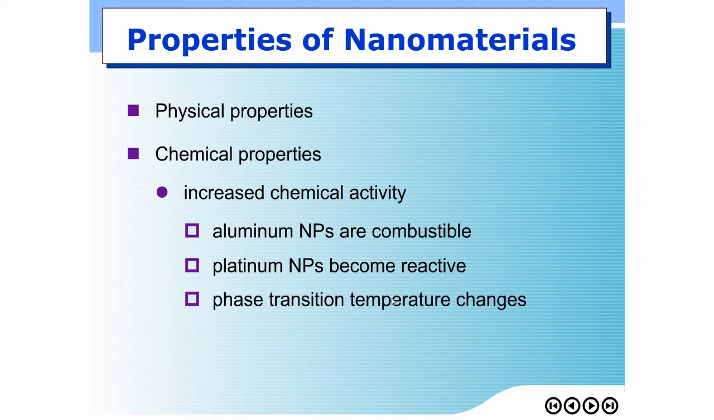And then materials can change their phases at different temperatures. Normally when the size becomes smaller, the phase transition temperature becomes lower and lower. So on one hand, you can have problems dealing with stable materials because they tend to change phase. But on the other hand, you can explore new phases of materials by simply synthesizing them into nano size.